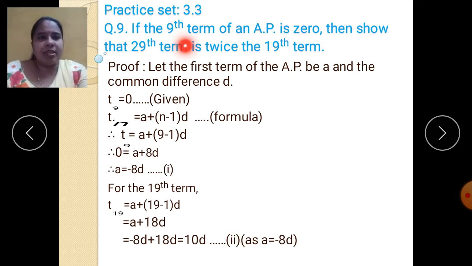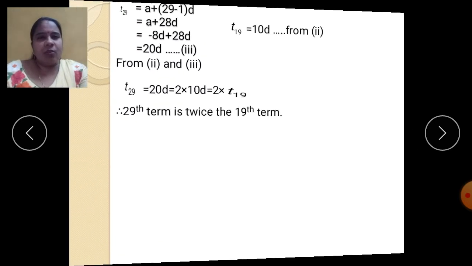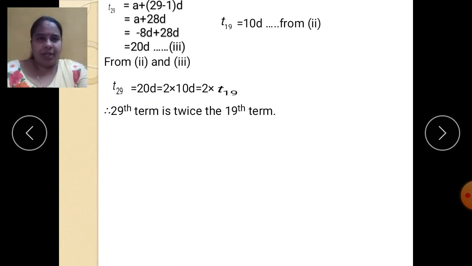We have to get something related to the 29th term. So we will take n is equal to 29. We get A plus 29 minus 1 D, A plus 28D. Again, A is nothing but minus 8D. So minus 8D plus 28D is equal to 20D. So we have got T19 as 10D from equation 2 and T29 as 20D from equation 3. Now compare these two equations.